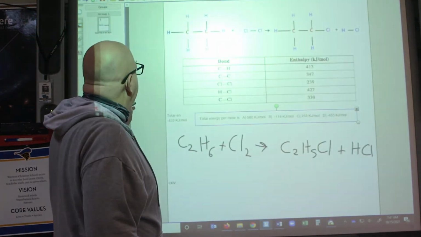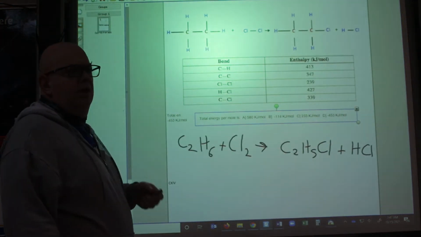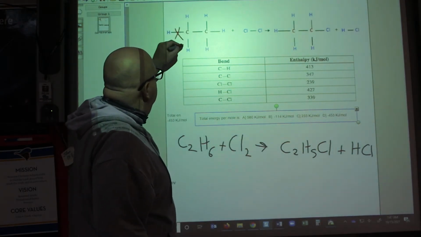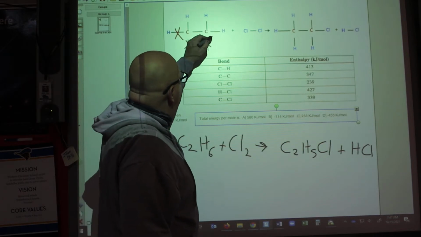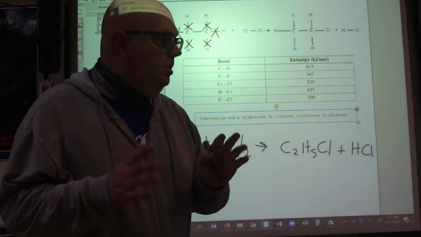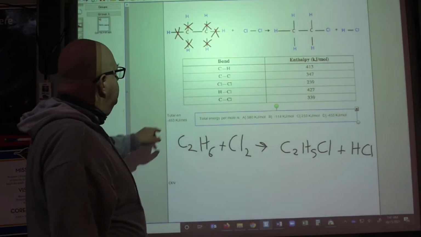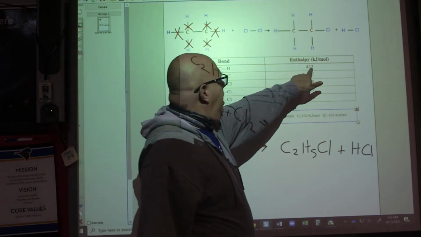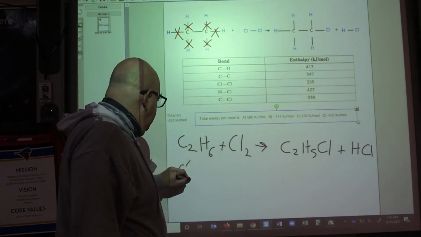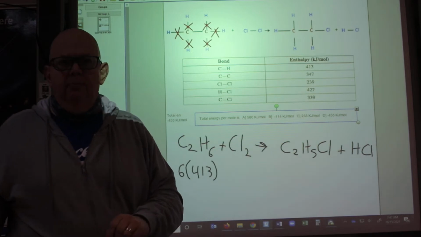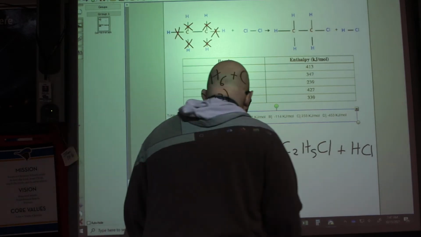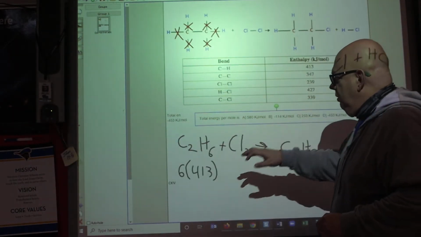I'm going to go back and look at this. How many bonds are going to be broken? I'm going to break one carbon-hydrogen, two carbon-hydrogens, 3, 4, 5, and 6. So that's 6 carbon-hydrogen bonds I'm going to break. I look under here for C-H. I've got 413, and that means I'm going to need 6 times 413. Let's not multiply it out yet. So I know I've got 6 of these.